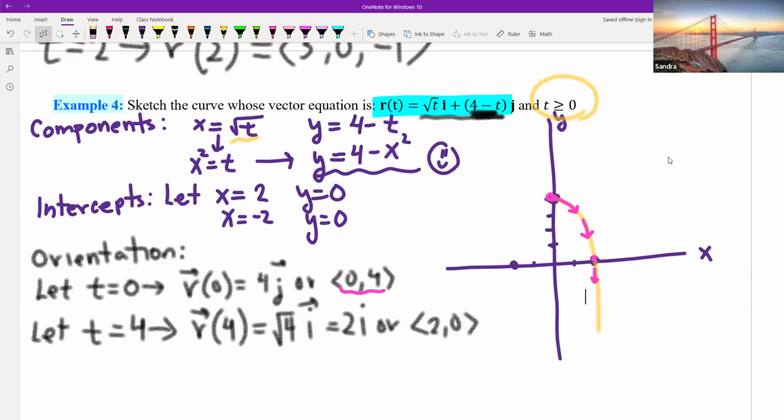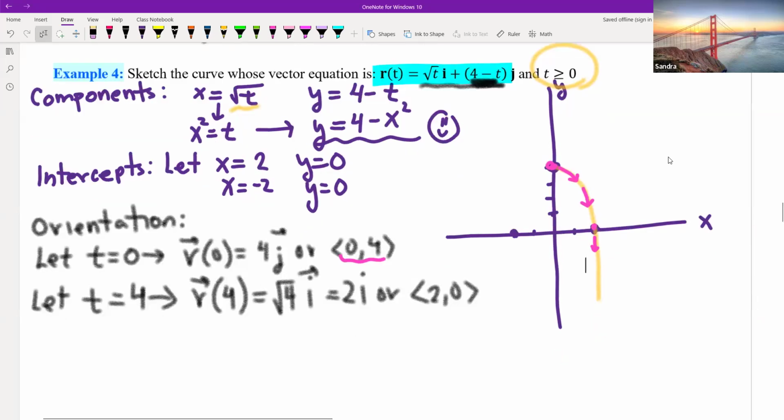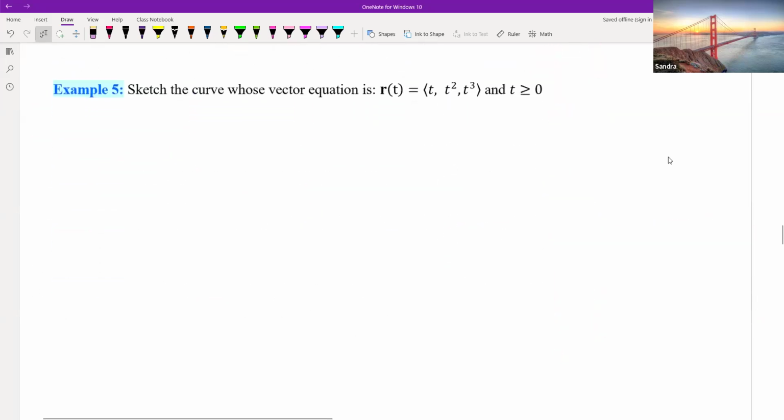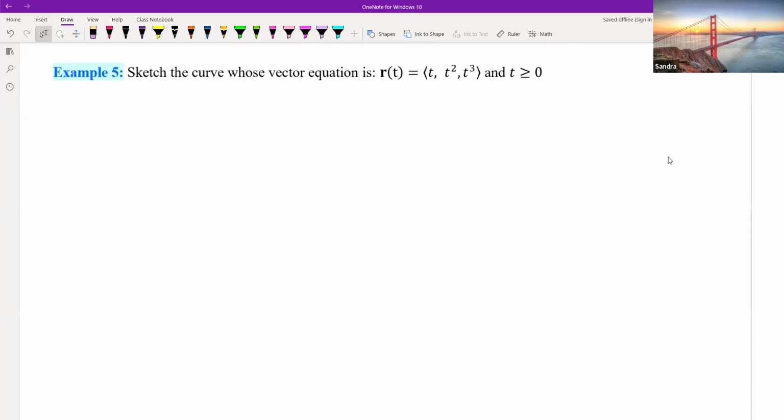Okay, so that's it for example number 4. Are you ready to try one on your own? Well, I don't know if you're ready to try one on your own. I'm going to give you another example right here. So example number 5. You can pause the video and try this one on your own, but we'll see.